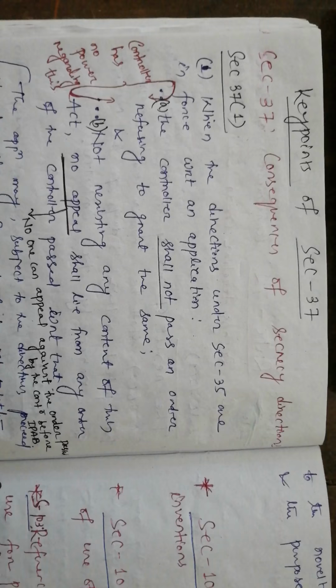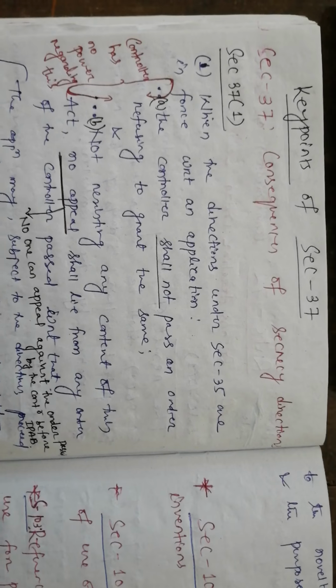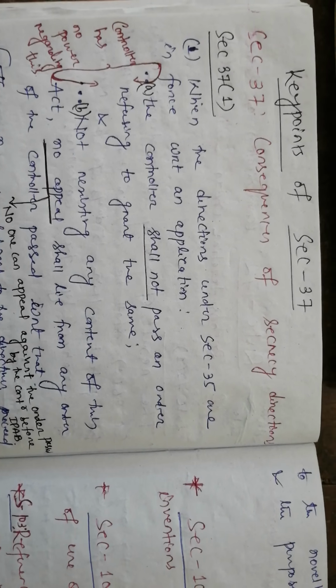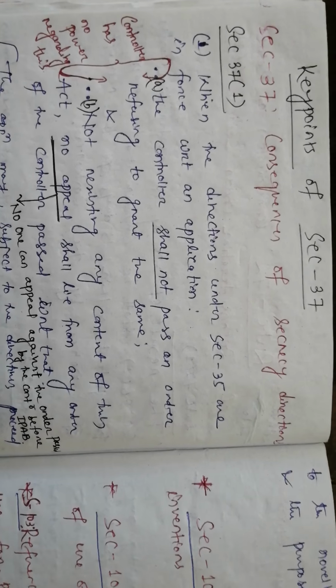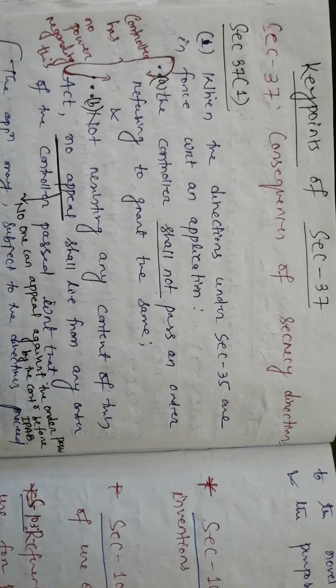Today I will discuss the key points of Section 37. Earlier to this, we have discussed Section 35, which is about the secrecy directions relating to the inventions relevant for defense purposes, and Section 36, which is about the secrecy directions to be periodically reviewed. Now, I will go to Section 37, which is about the consequences of secrecy directions, or in short, we can say the results or the outcomes of Section 35.